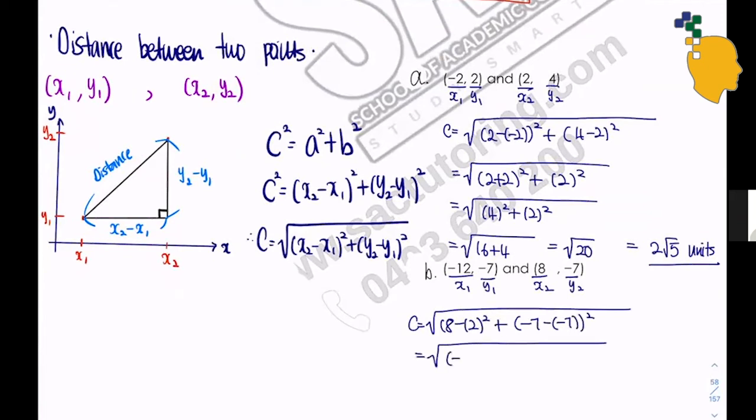8 minus -12 is 20, -7 minus -7 is -7 plus 7. So 20 squared is 400 and -7 plus 7 is 0. So it will be square root of 400 plus 0 squared, which is square root of 400, which is 20 if you simplify. So the distance between these 2 points will be 20 units.